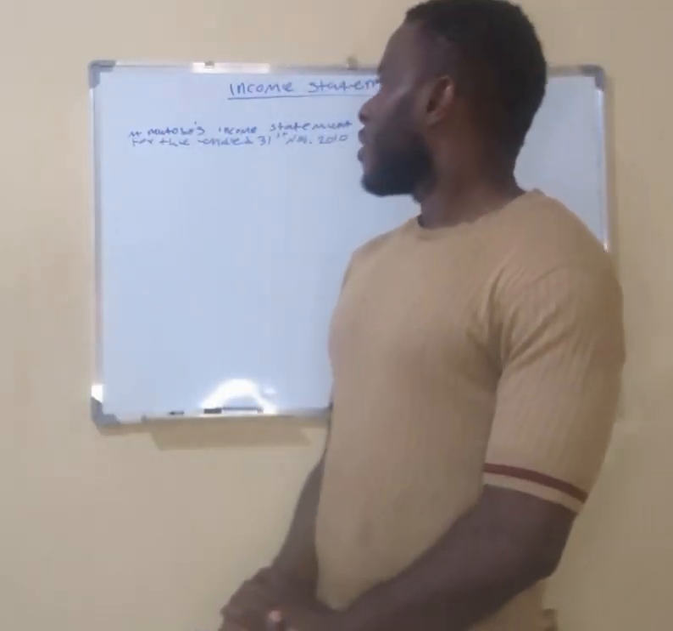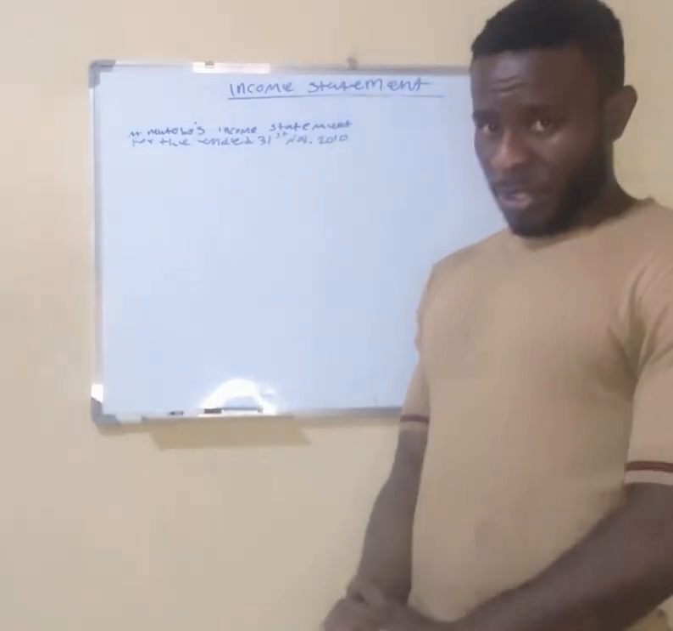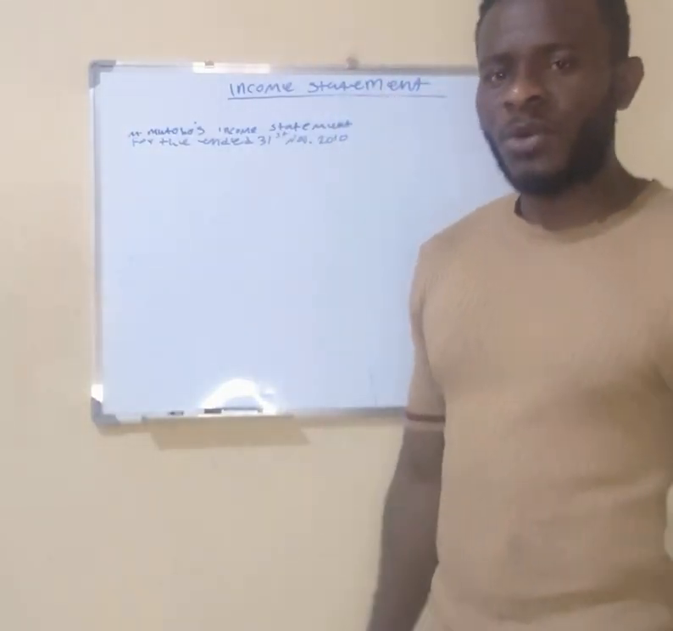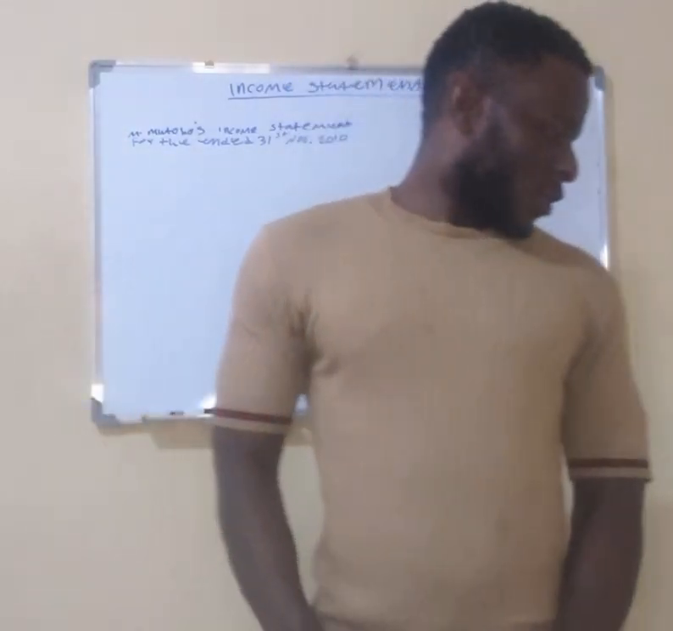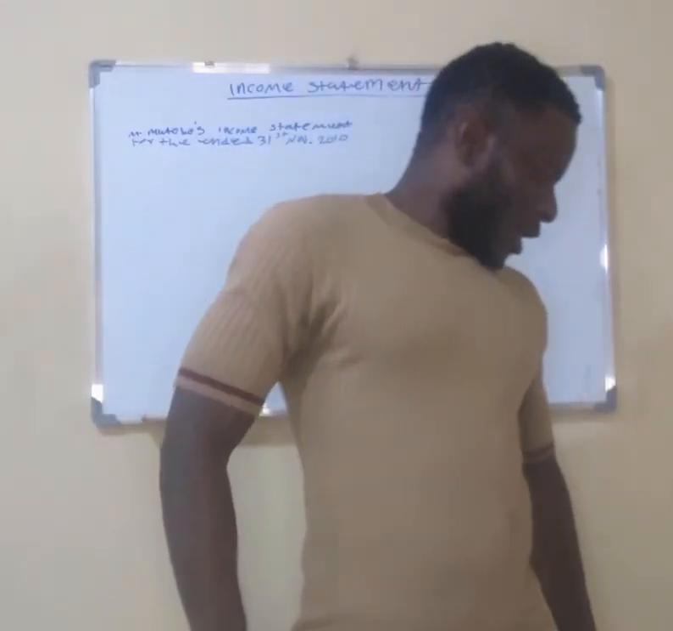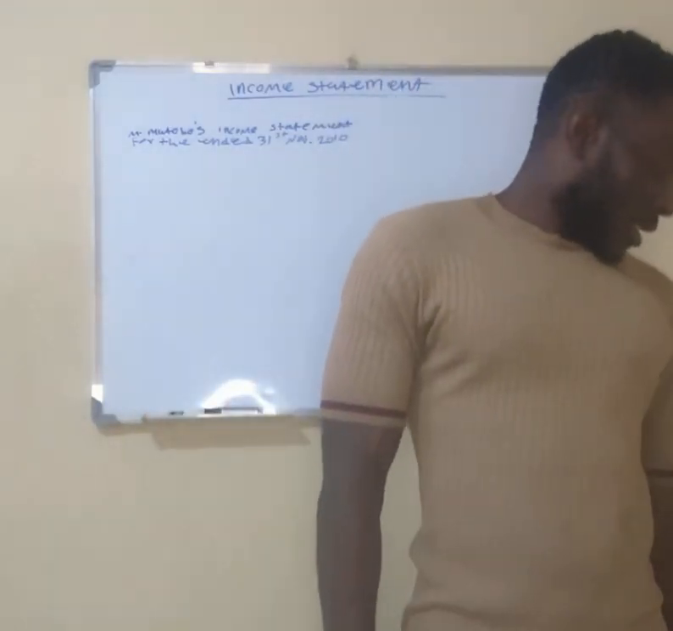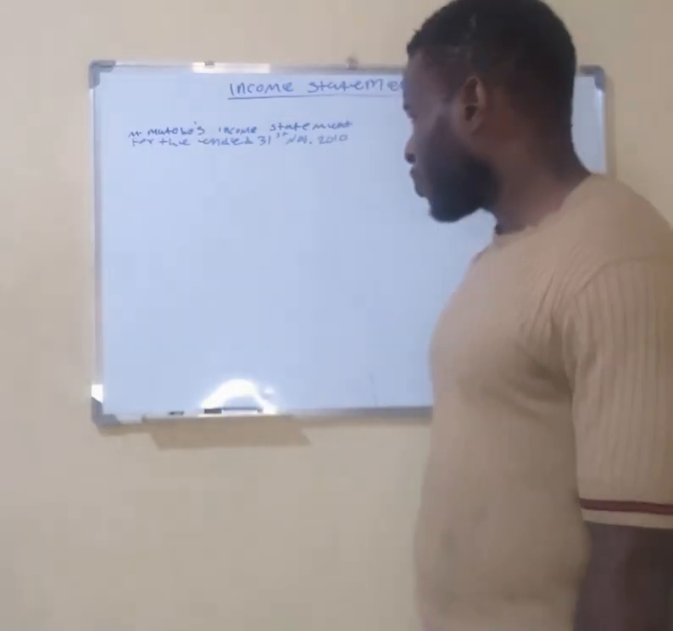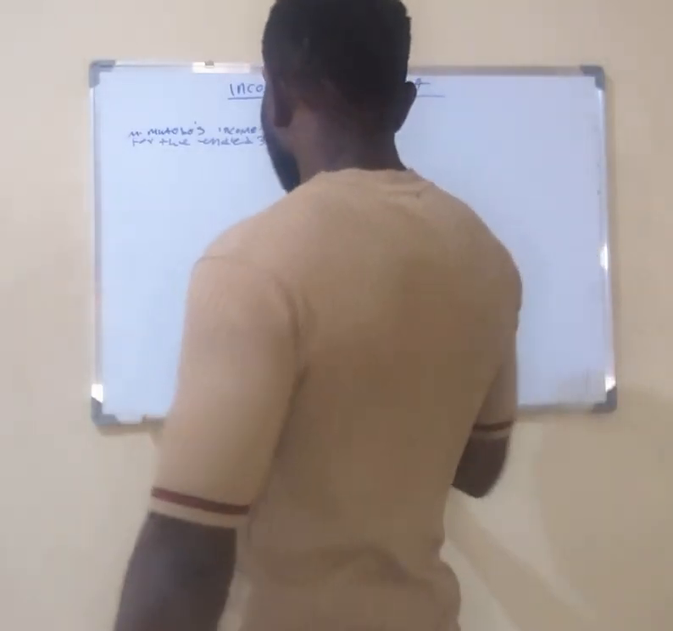So this is now the income statement that has been presented to us, and then you read through and understand everything. So this is the format of an income statement. The income statement, like I said, starts with the sales. So this is the format.